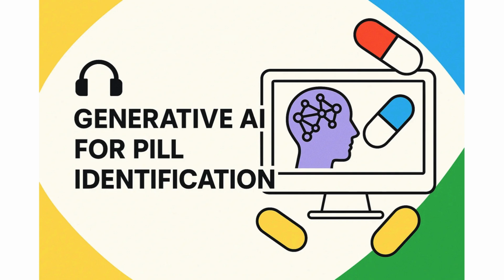Okay, so let's unpack the core problem they're tackling here. It's pretty straightforward. How do we accurately identify pharmaceutical pills just from a picture using Gen AI? And it's not just about convenience, is it? Your report points out there are real dangers with lookalike medications. Oh, absolutely. You can just imagine the potential for mix-ups in a busy pharmacy, even at home.